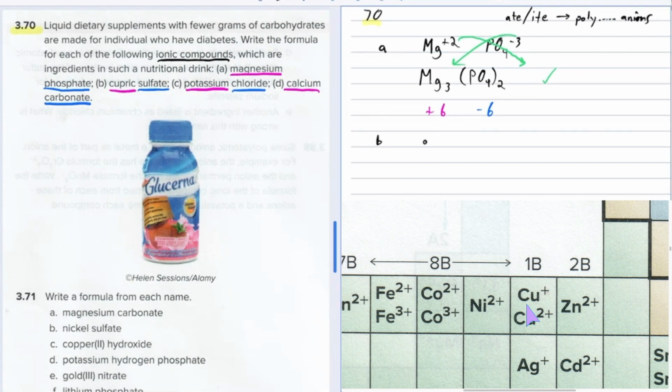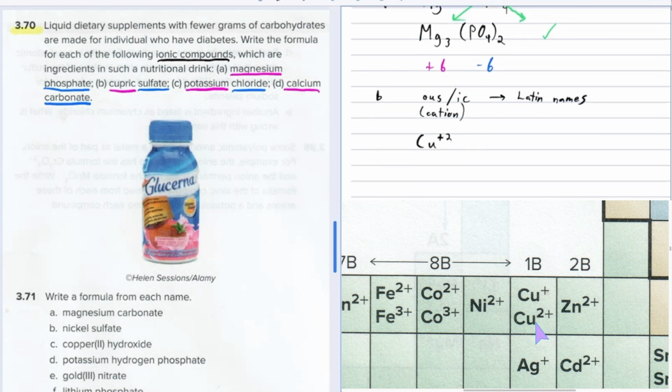If you see us or ic, and it's the cation, those come from the Latin names. And us is always the lesser charge, and ic is the greater charge. So we're dealing with cupric. So this is copper +2. Copper +2 is the metal cation this time. And let me make a little more room.